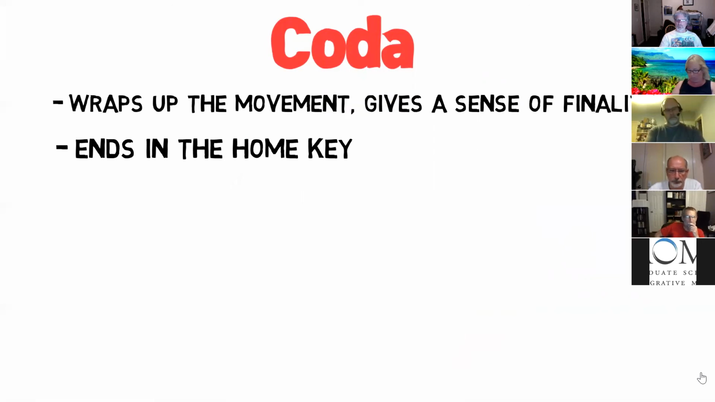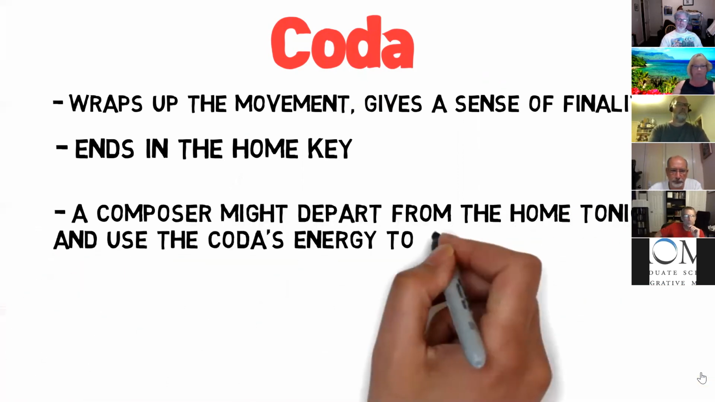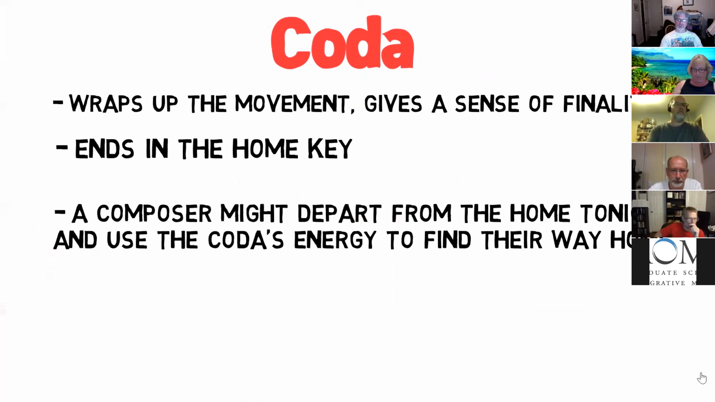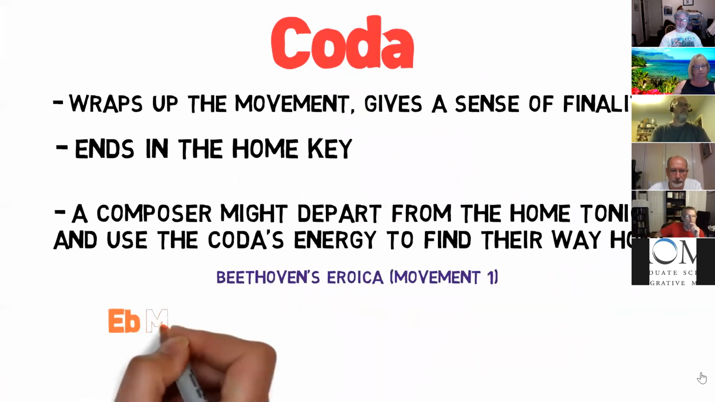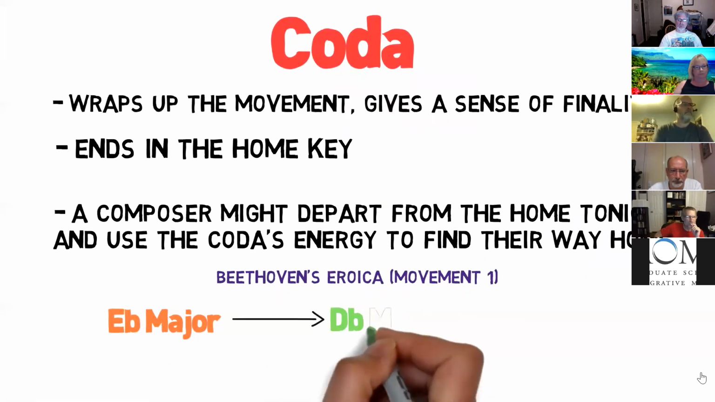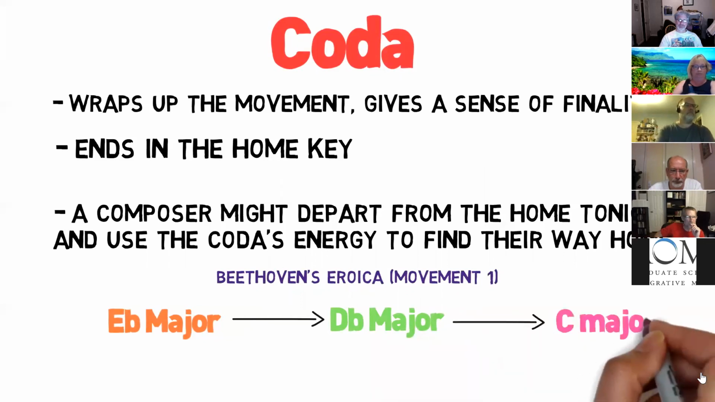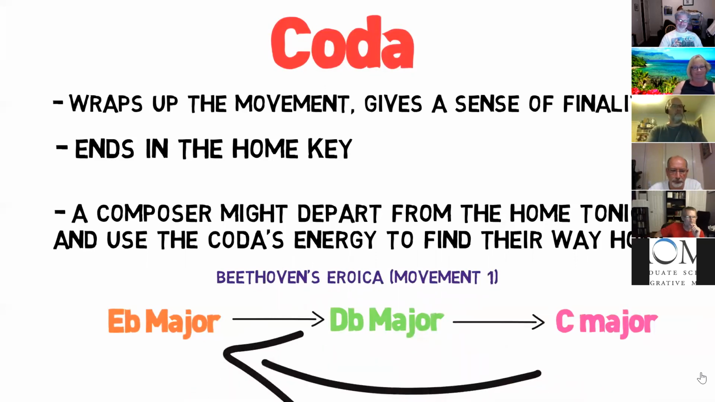Sometimes a composer might decide to depart from the home tonic and use the energy of the coda to find their way back again. Here's my favourite example of that, where Beethoven is in his home key at the end of the recap, and then shoots himself in the foot. And then he shoots himself again, apparently with a machine gun, and then he has to find his way back home again.